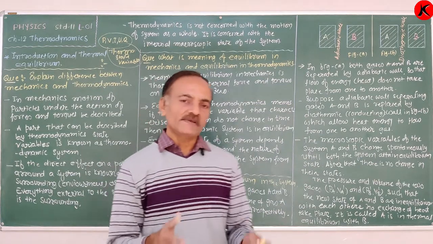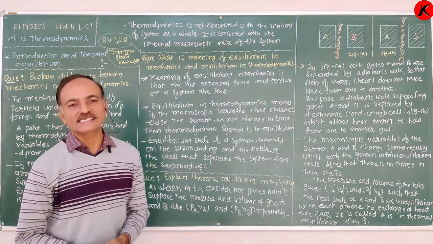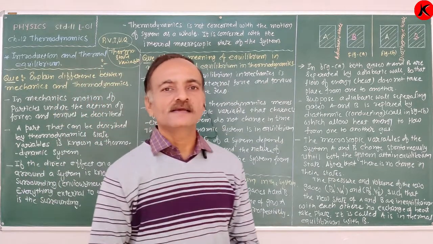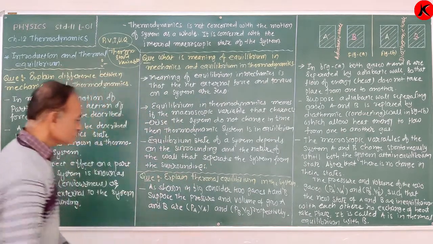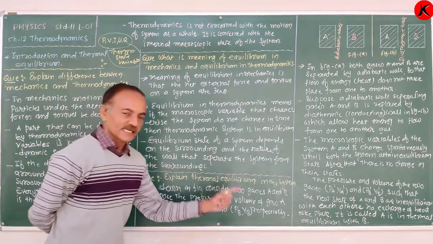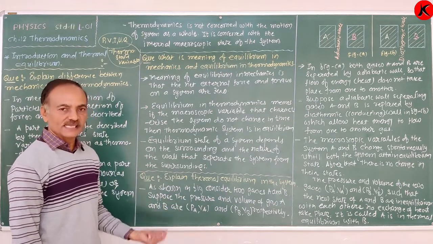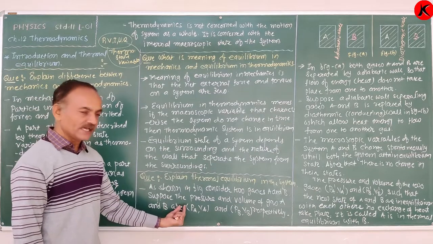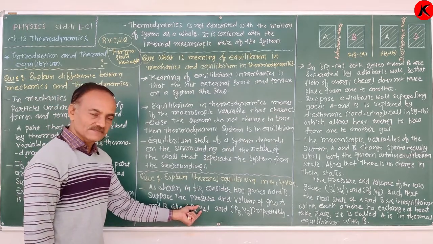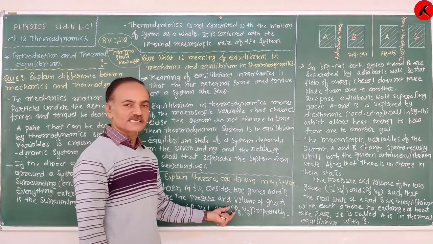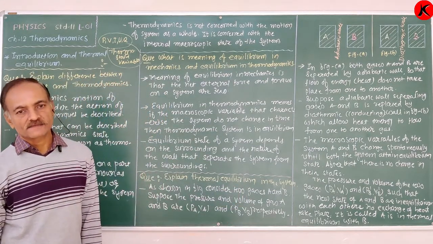Here we explain this by considering the example of two gases A and B filled in two separate containers. As shown in the figure, consider two gases A and B. Suppose the pressure and volume of gas A are PA and VA, and the pressure of gas B is PB and the volume of gas B is VB respectively.